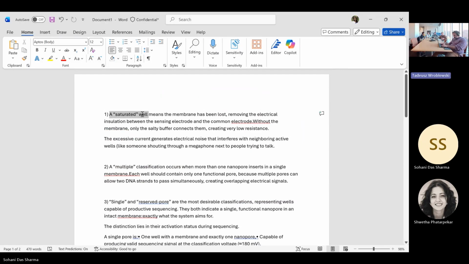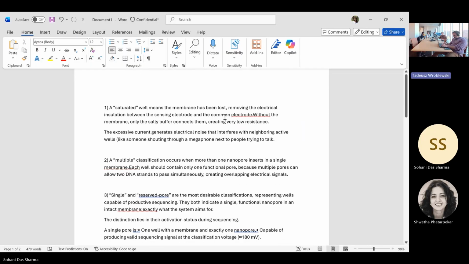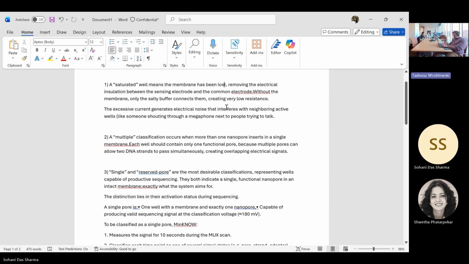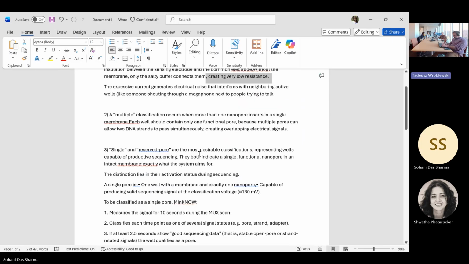When you see saturated, it means the membrane is gone, so there is too much electrical energy passing through it. There is very low resistance, so they are not going to use that.